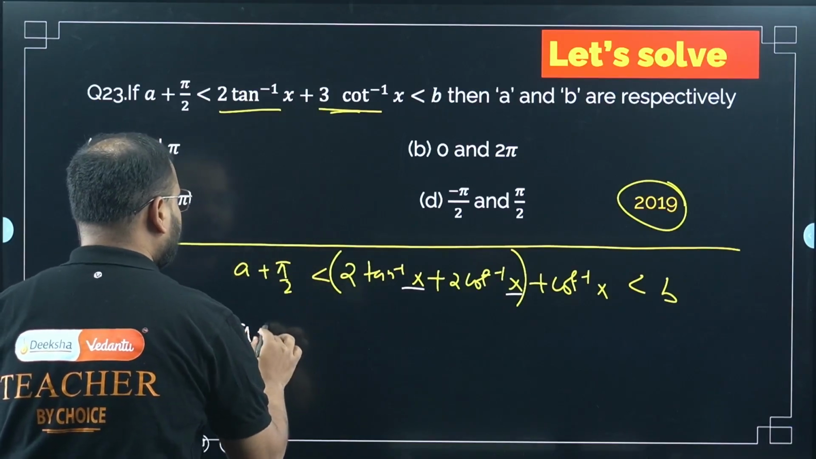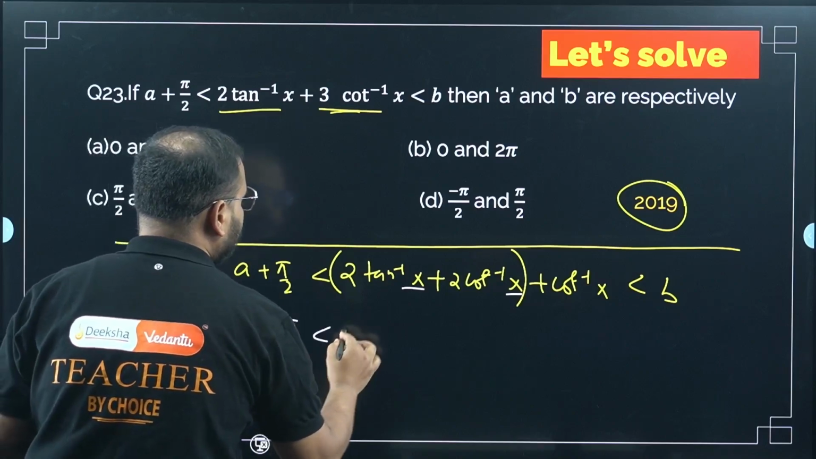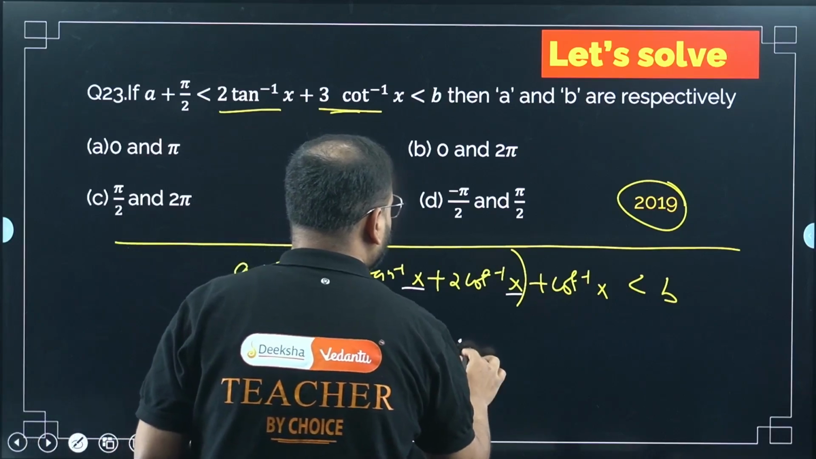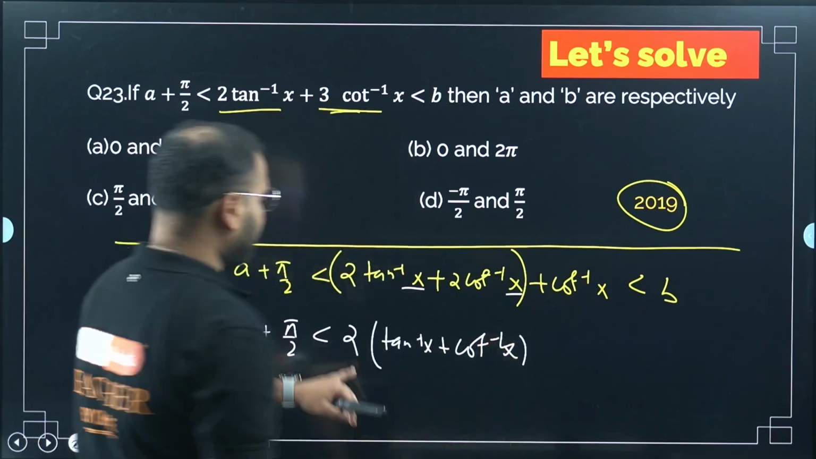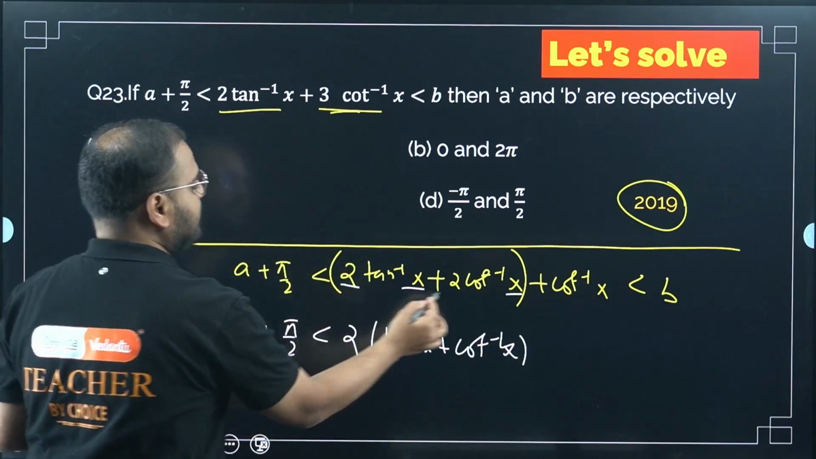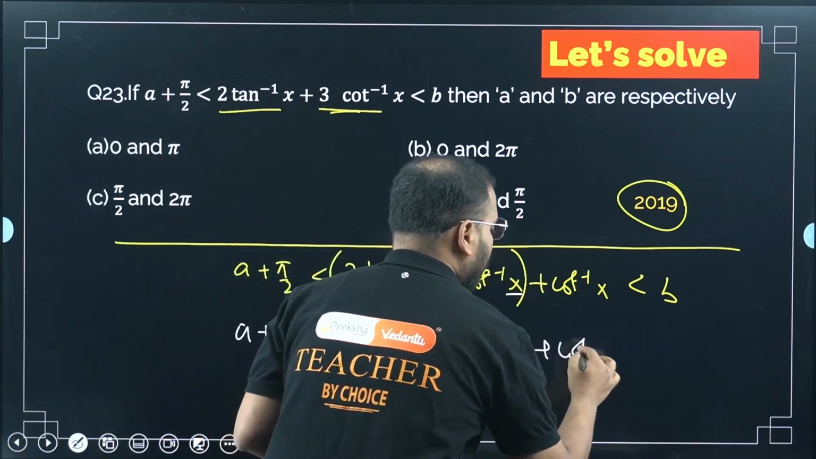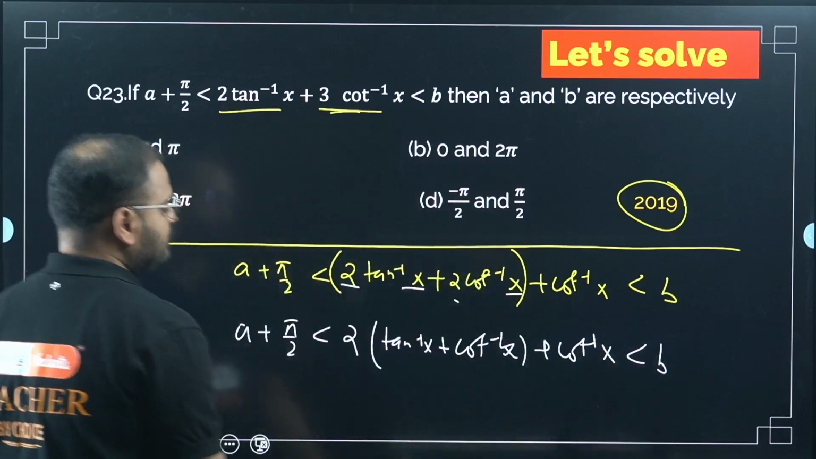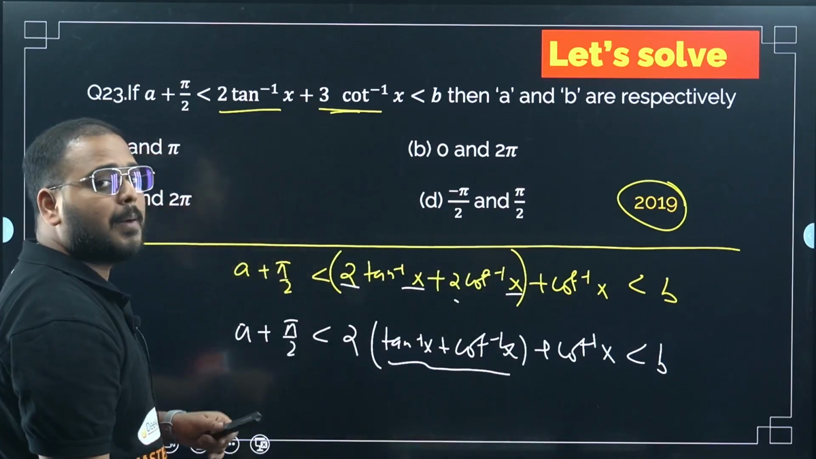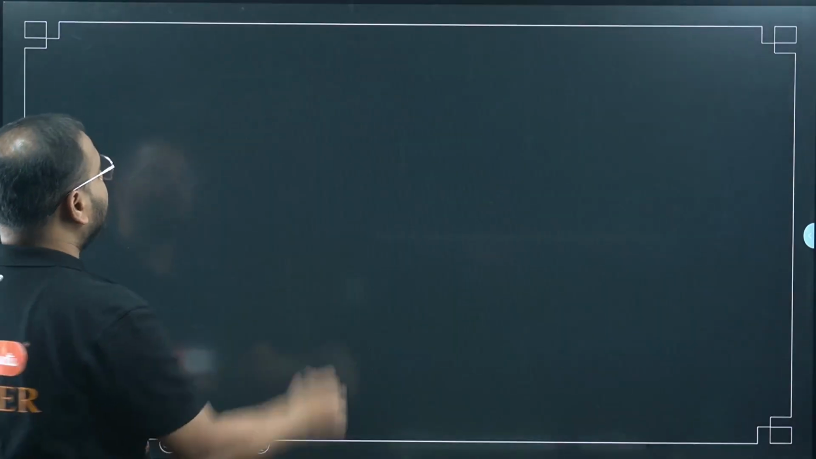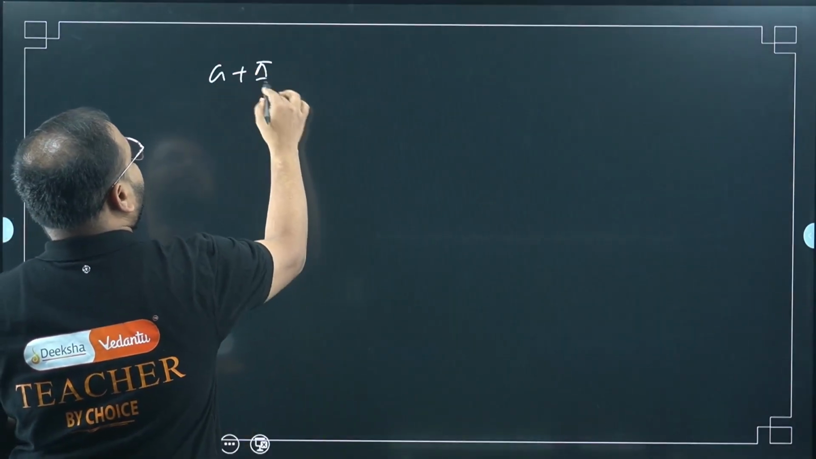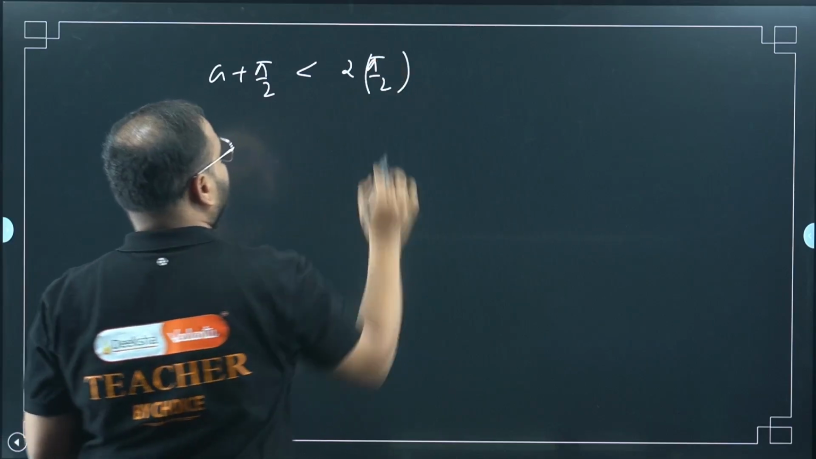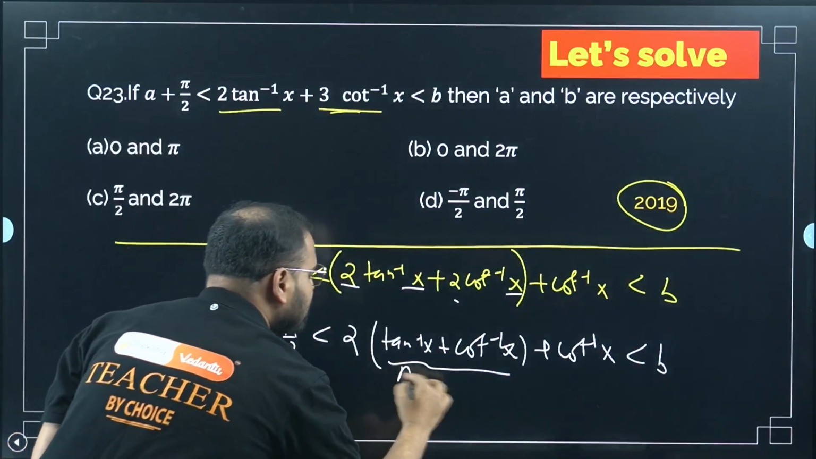So I'll write this as A plus pi by 2. Please take 2 common. I'll get tan inverse of x plus cot inverse of x. I'm taking 2 common here and here, plus cot inverse of x, less than b. Please check. What is this value? This is nothing but pi by 2. So I'll rewrite here: A plus pi by 2 is less than 2 times pi by 2. This is angle A, sir. This is angle B, sir.